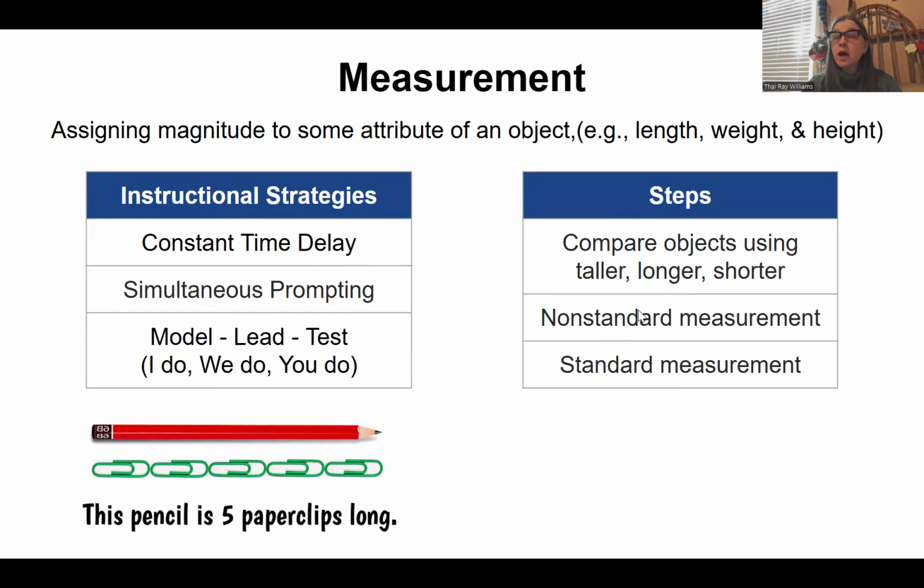We usually use a non-standard unit of measure before we move to a standard unit of measure, because a standard unit of measure is much more difficult. Think about a ruler or a yardstick or a tape measure and all the little lines and all the numbers and all the different measurements. When we're first learning how to measure, something like measuring with paper clips makes it a whole lot easier for our students to understand that when we measure, we're assigning a magnitude, for example, to the length of a pencil.